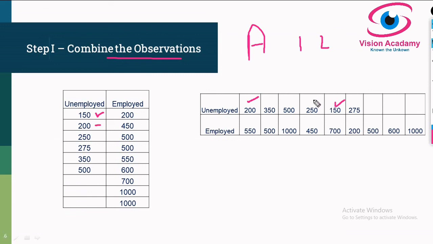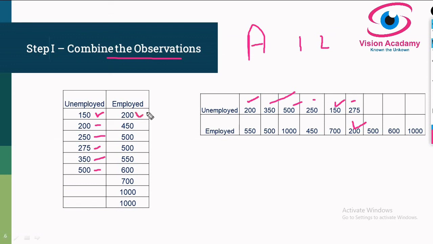The next smallest value is 250, and I have mentioned 250 here. The next smallest value is 275, here 275, and the next smallest value is 350. I have listed 350 here, and the last value is 500, so I have listed 500 here. Now coming to the employed students category. In the employed student category, the lowest value is 200.